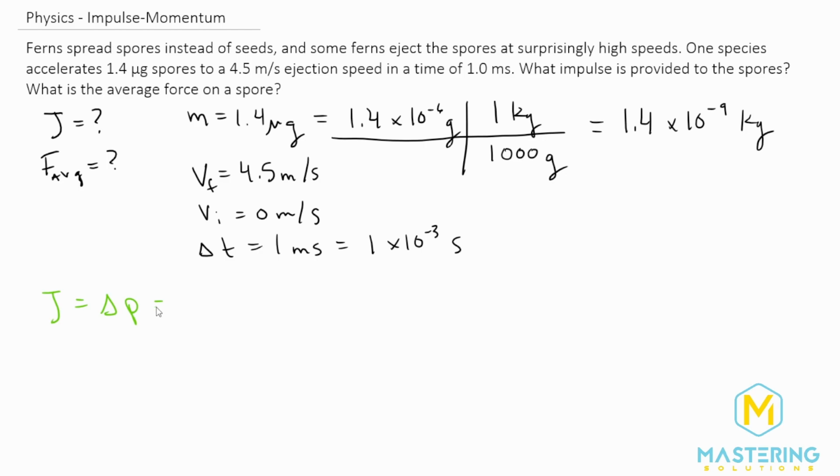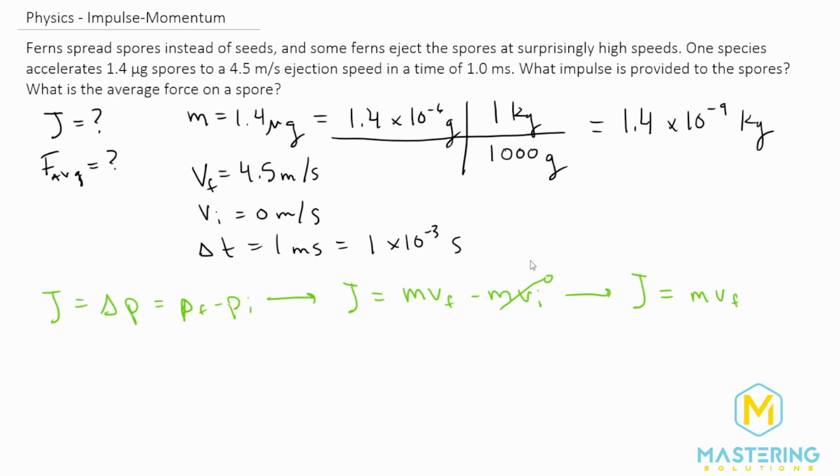So now let's write down the equation that we need, which obviously is J, and that is the change in momentum, which is P final minus P initial. And J, if we break up the momentum, is mv final minus mv initial. But we already discussed that the initial velocity is 0, so that goes away. And all we're left with is the impulse is equal to the mass times the final velocity.